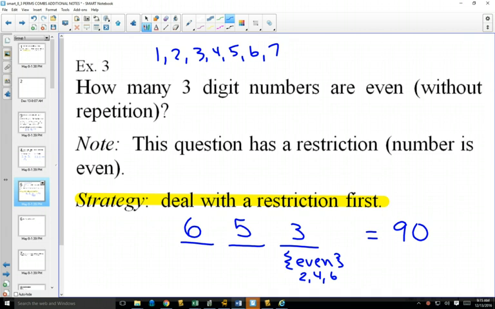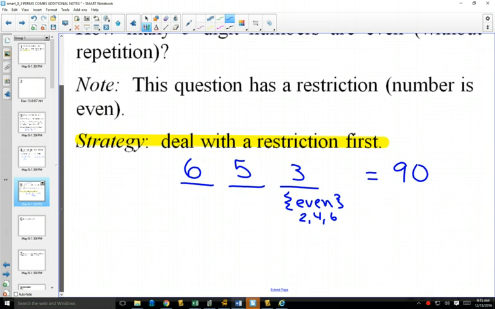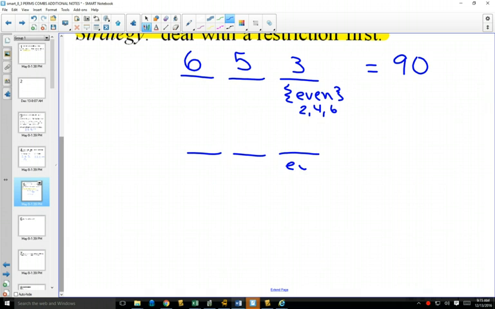Now what's hard is we're students, we like to write numbers from left to right. We like to start with our first number. So what happens if we didn't deal with the restriction first? Well, we still know this has to be even, but if we started with the first space, because there are no restrictions, how many choices do we have for that? 7. So we put 7 in there. And then how many choices do we have here? 6. So we put 6 in there. But now we run into a problem. Because I don't know what number to put in here. I want to put 3, right? Because this could be a 2, a 4, or a 6.